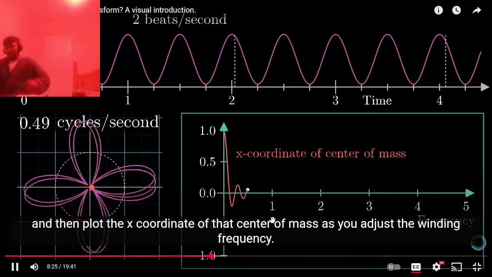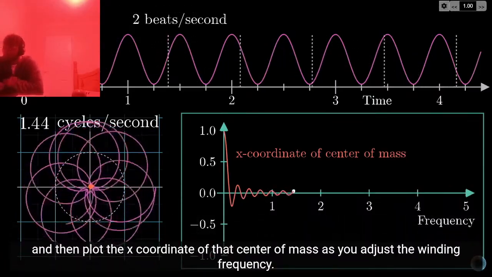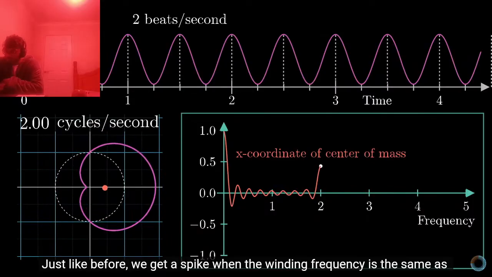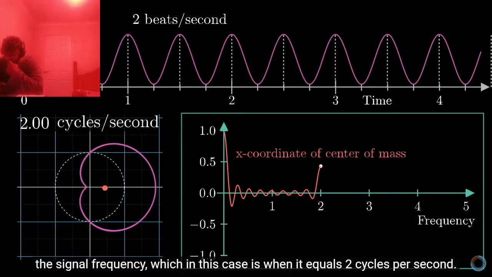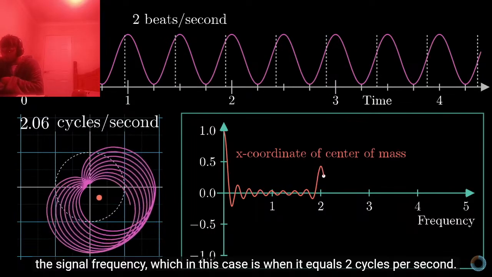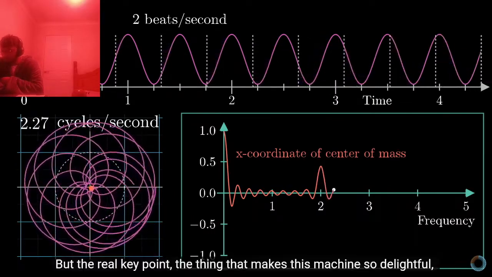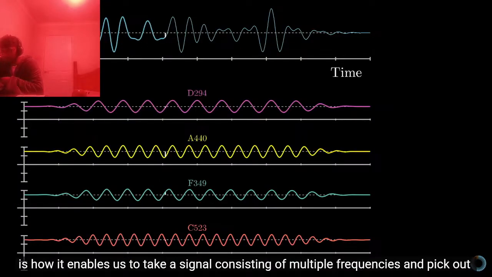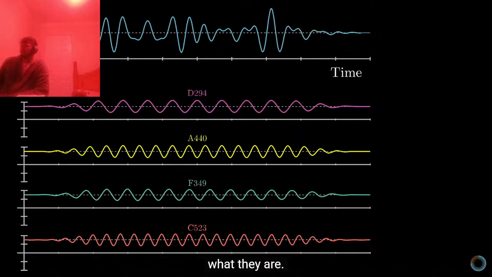And then plot the x-coordinate of that center of mass as you adjust the winding frequency. Just like before, we get a spike when the winding frequency is the same as the signal frequency. In this case, that is when it equals 2 cycles per second. But the real key point, the thing that makes this machine so delightful, is how it enables us to take a signal consisting of multiple frequencies and pick out what they are.